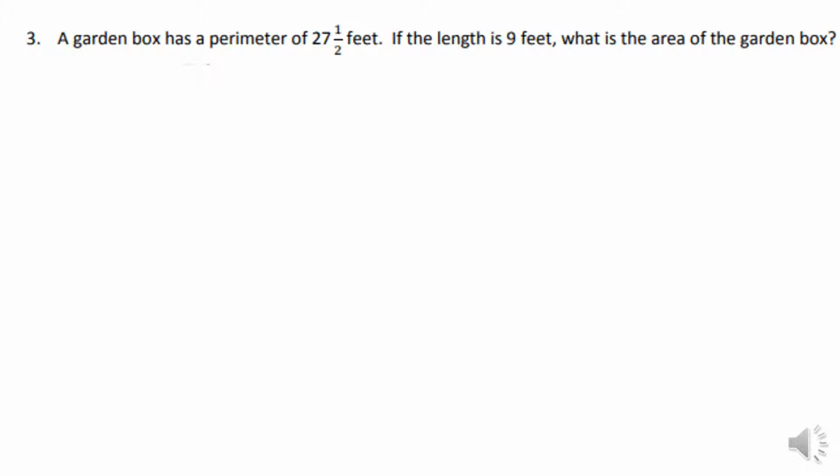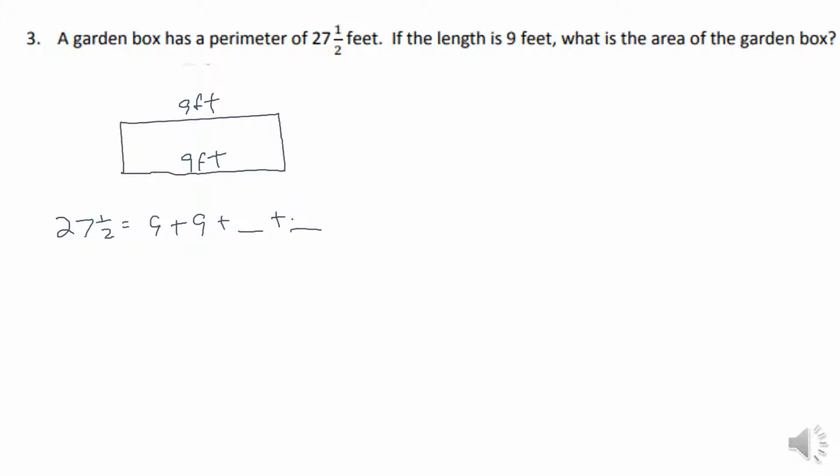Okay, a garden box has a perimeter of 27.5 feet. If the length is 9, what is the area of the garden box? Let's start off by just doing a model so we can see what we have. Now on this one it has 9 feet for the length. Since we know it's a rectangle, the opposite side has to be 9 feet. We know perimeter is 27.5, and a perimeter equals the sum of all 4 sides. And we have 2 unknown sides here. So we know the sum of these two is 18, and that's to equal 27.5.